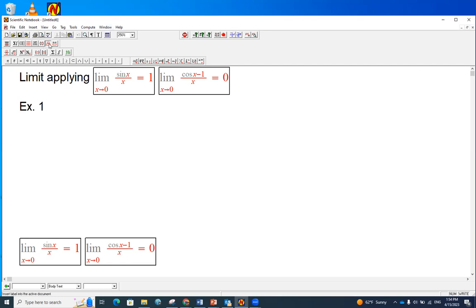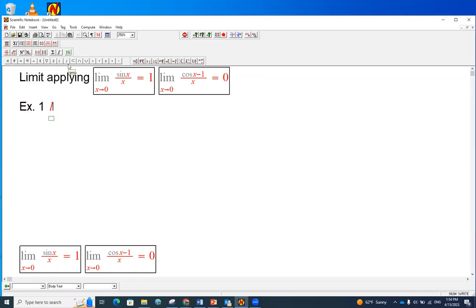The first one, which we actually did in class, but I'm going to do it again to show you. So we find this limit as x approaching 0 of sine 5x divided by 3x.